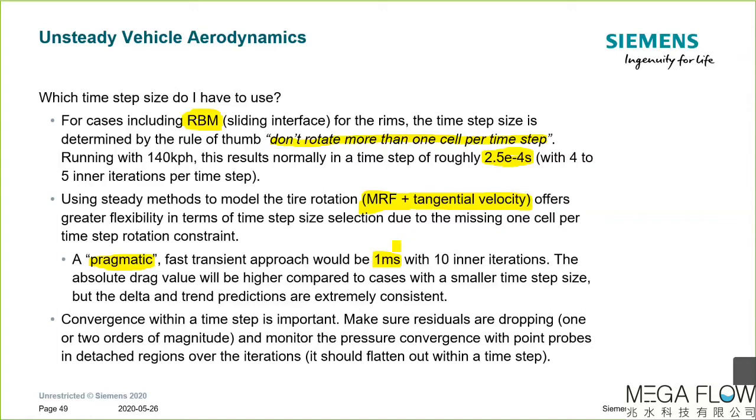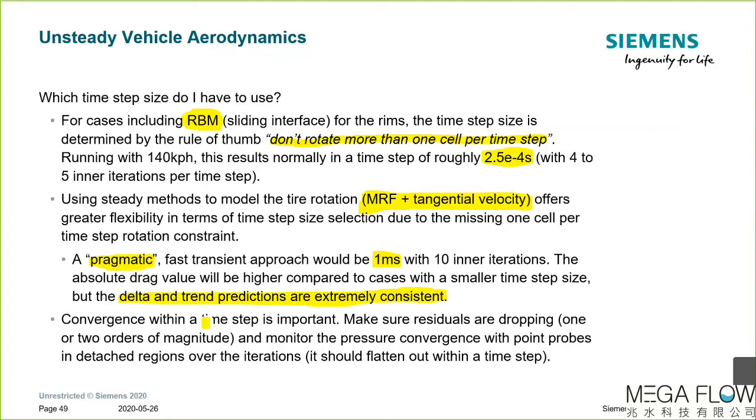And the price is that, based on our experience, the absolute value for the drag coefficient increases. So imagine that you have two variants and you're analyzing that with a very small time step size. You're increasing the time step size. The absolute values will increase, but the deltas between the two designs, and that's actually the important aspect, the deltas and the trend prediction, are extremely consistent, even with the larger time step size. And that's actually the important aspect, I would say.